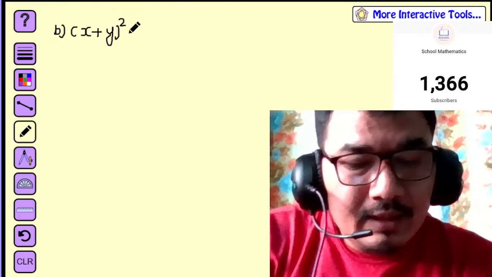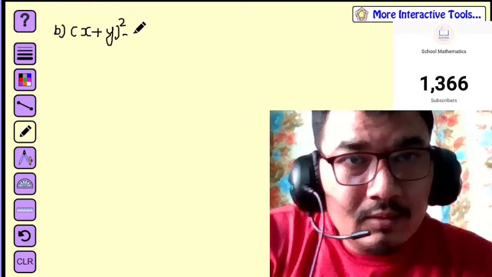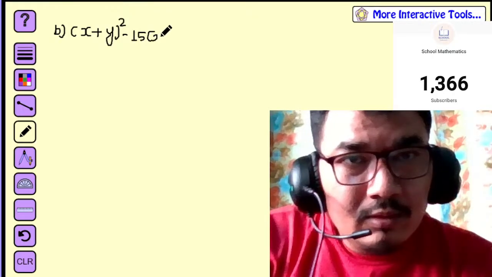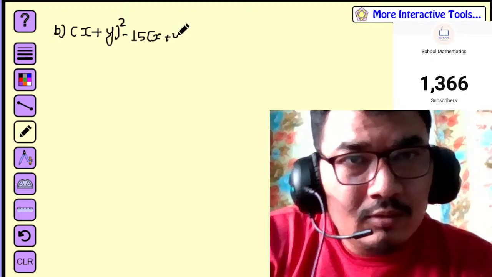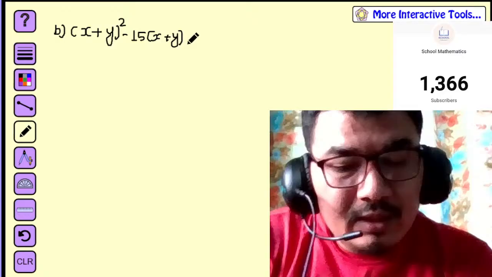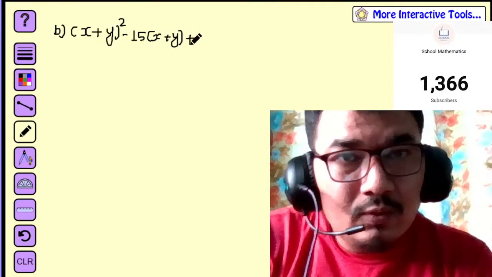And there is given minus 15 into x plus y, minus 15 times x plus y, and plus there is 36. And this question, how to factorize?